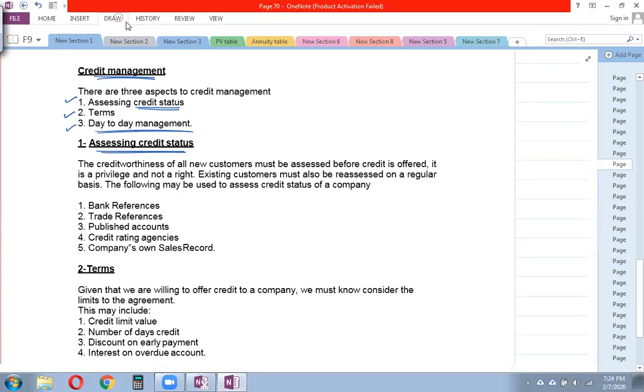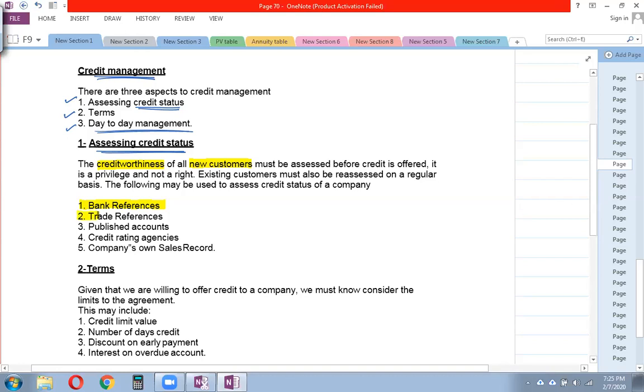Assessing the credit status, you want to see the creditworthiness of all the customers, especially your new customers. You want to see if the customer is worthy of taking credit or not. Now, how do you do it? You can do bank references. You can see their financial statements, if it is a company, or if it is a business.